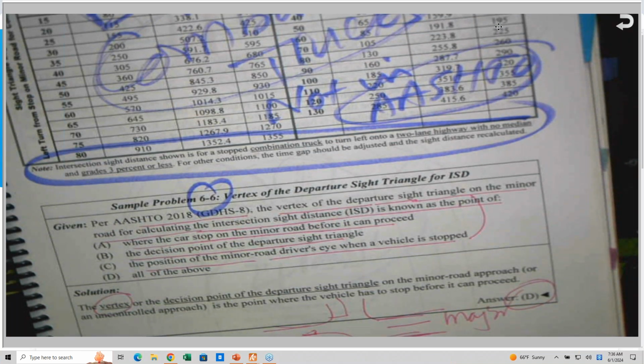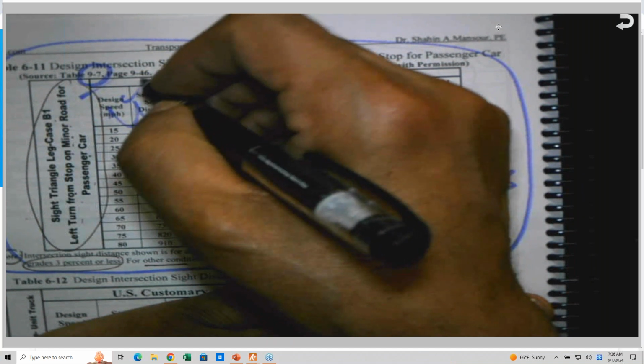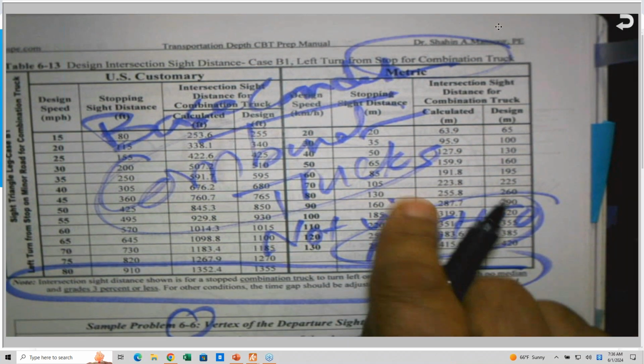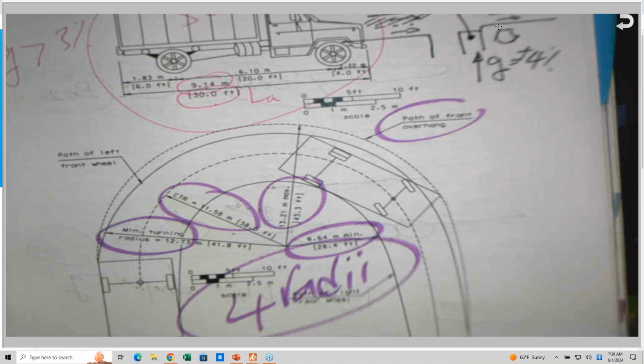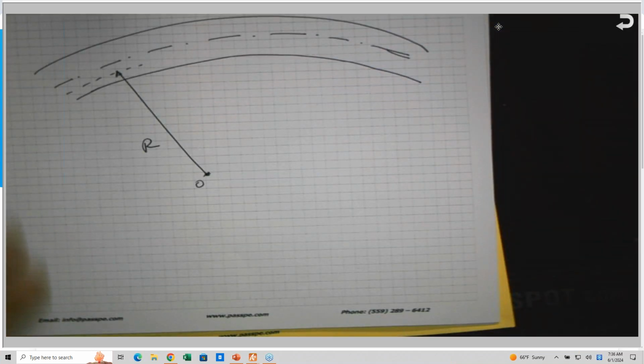They provide you with only one table, for the passenger car, which is B1. The other tables are mine. This is table 9-7 on page 9-46, the table they provided. The rest, for the single unit truck and for the combination trucks, are not really given. I have additional problems, and we spent a lot of time and solved a lot of problems during the class. All you need to do is make sure that you understand the concept, and let me know if you are still missing something or need additional explanation. I will be glad to do that.